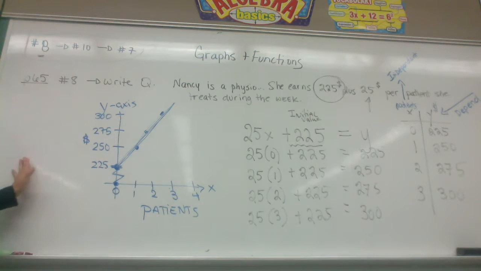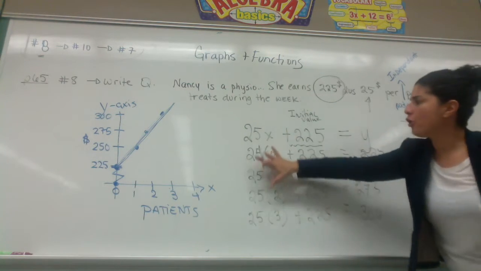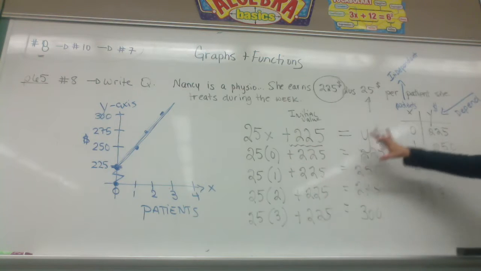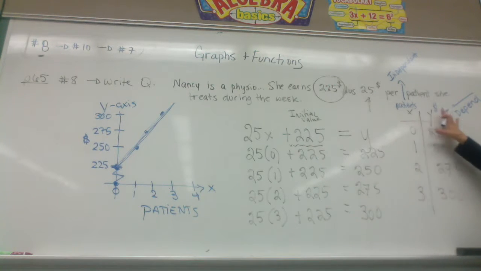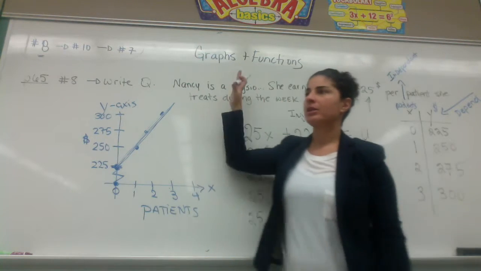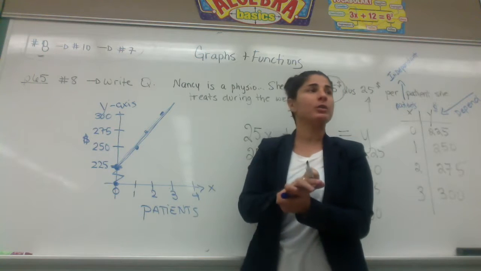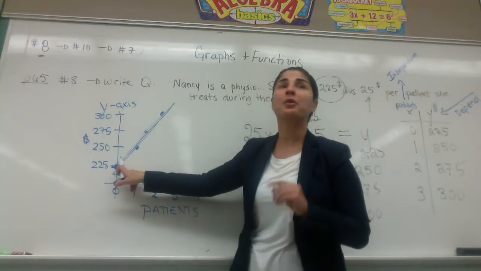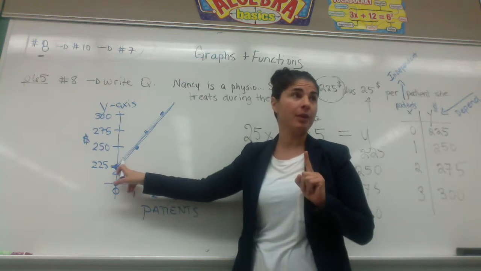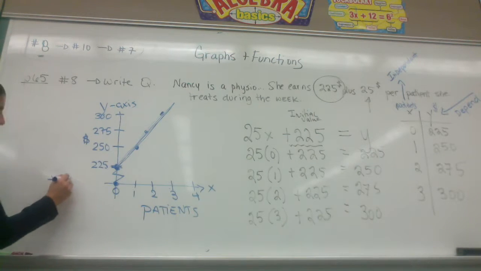If I had no rule and I had no table of values, would I be able to find a rule from here? Yes. Let's just look here. Can I find the rule? Well, first I would look at the 0 and say, whatever it is, it starts at 225. My initial value is 225.